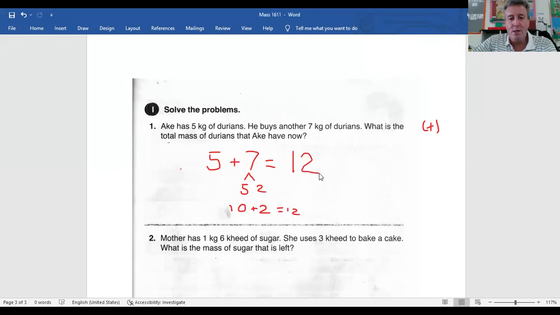And how do we finish? What are they? 12 durians? No. 12 kilograms. So we have to put the kilograms on the end so we know what we mean, because otherwise it could be 12 keyed and that wouldn't be the right answer. 12 kilograms. There we are.